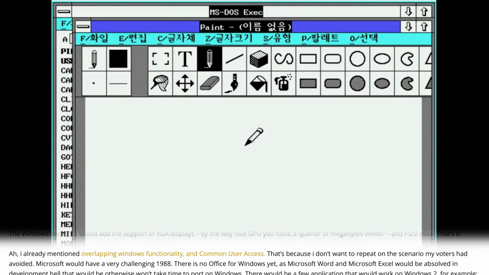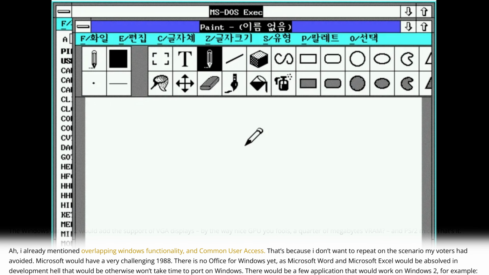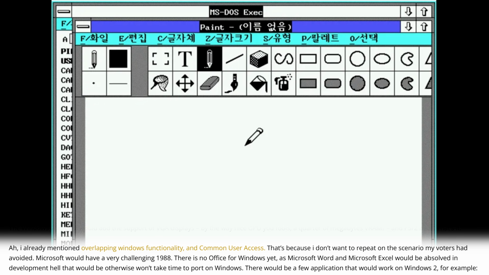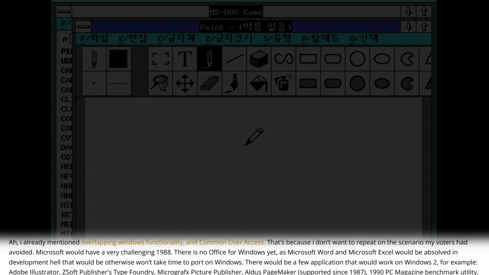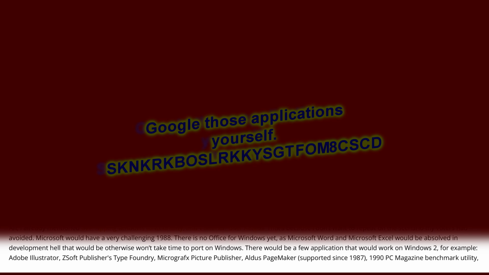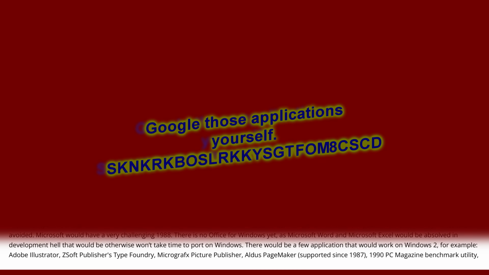I already mentioned overlapping windows functionality and Common User Access. That's because I don't want to repeat the scenario my voters had avoided. Microsoft would have a very challenging 1988. There is no Office for Windows yet, as Microsoft Word and Microsoft Excel would be absorbed in a development hell that would otherwise not take much time to port to Windows.